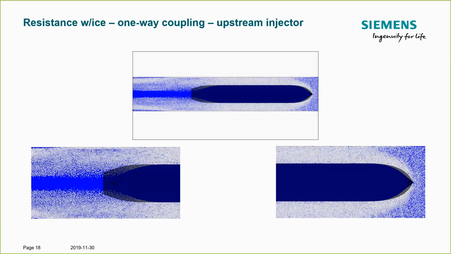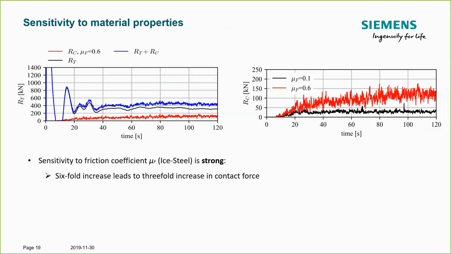Now, let's look at the material properties. This is very important because I think this is the property that's most relevant for the design process. On the left-hand side plot, recalling what the time series looks like, we get a feeling for the contribution of the contact force compared to the force that comes from the fluid and water, and what the total force is. The left-hand side shows what we found before, using a friction coefficient between ice and steel of 0.6, and the right-hand side shows what happens if we change this to 0.1.